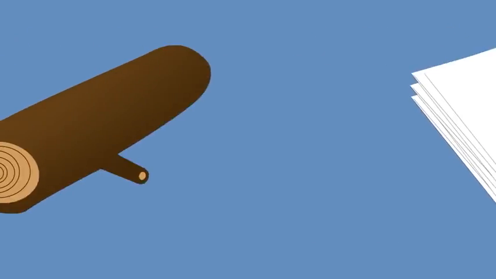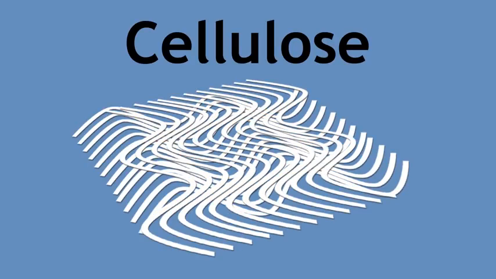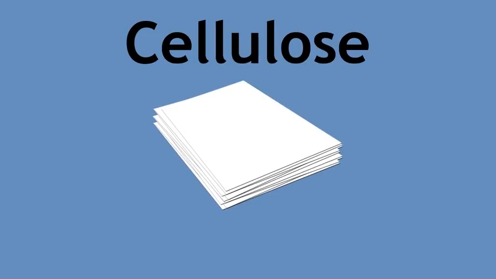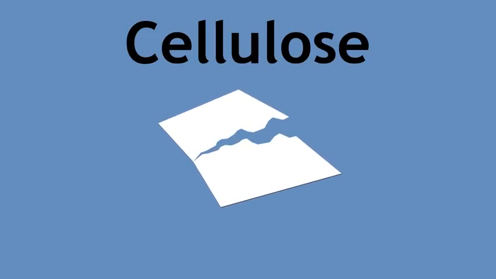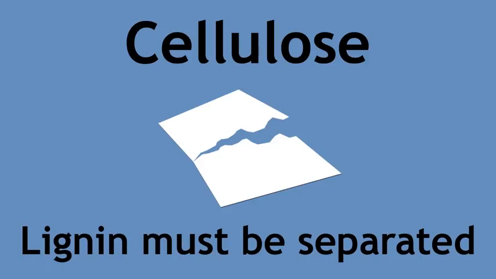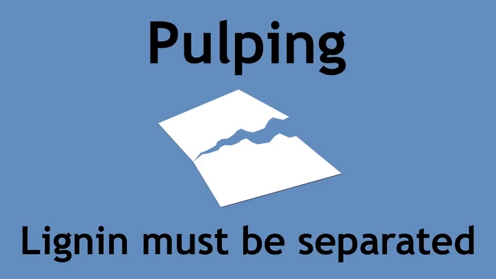Paper comes from wood, which come from trees. Paper is in fact made from cellulose. It is just layers of cross-linked cellulose fibers. If you tear a piece of paper and look closely, you will see those fibers. When paper is made, lignin must be separated from cellulose in a process called pulping, or else we would not be able to fold or crumple it.